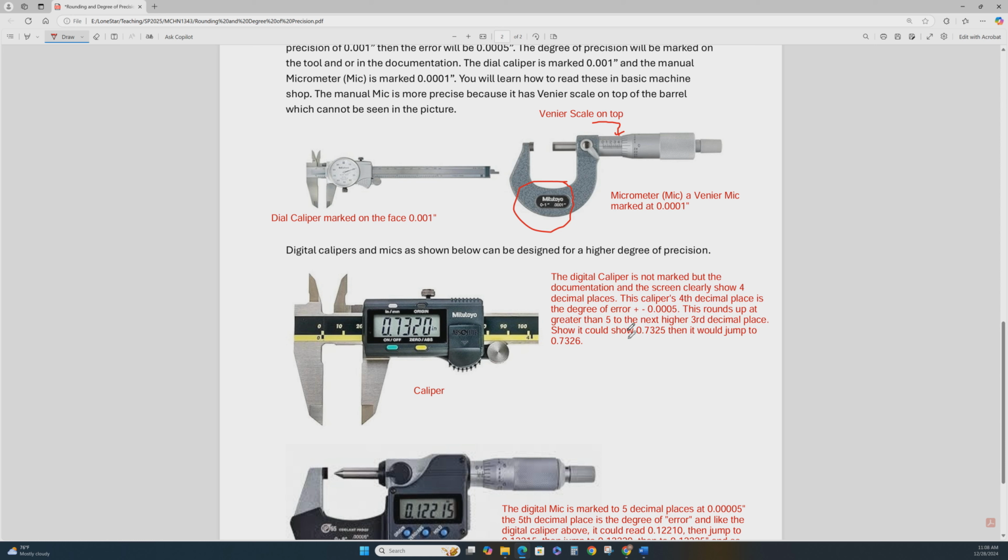So it could show 0.7325. Then it would jump to 0.733.